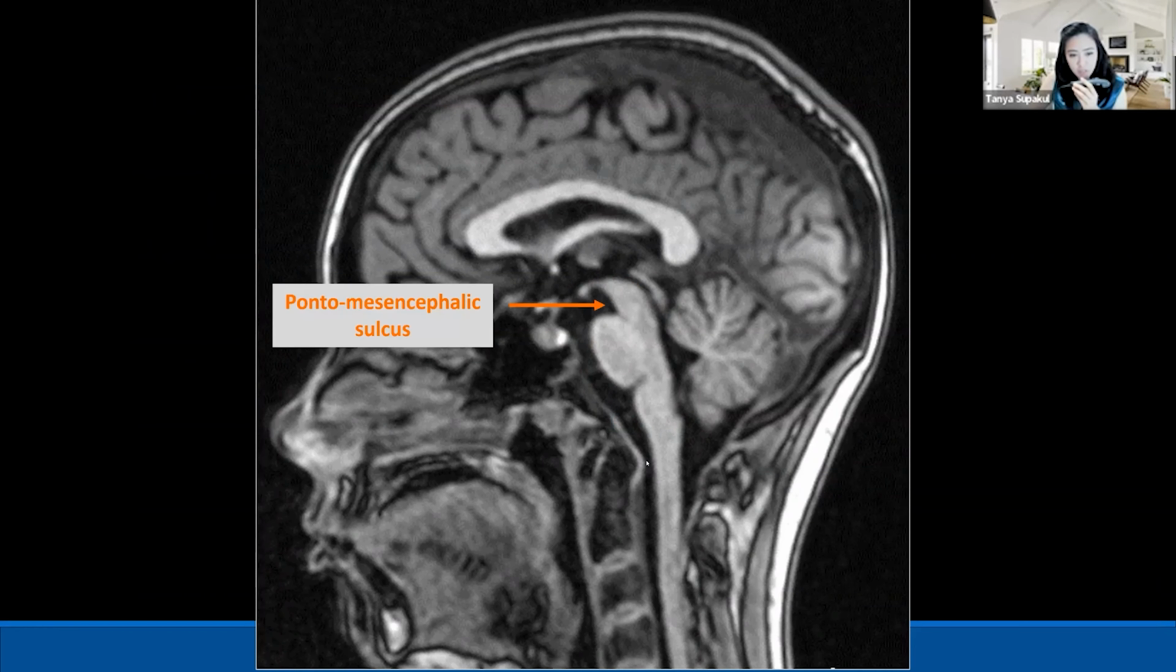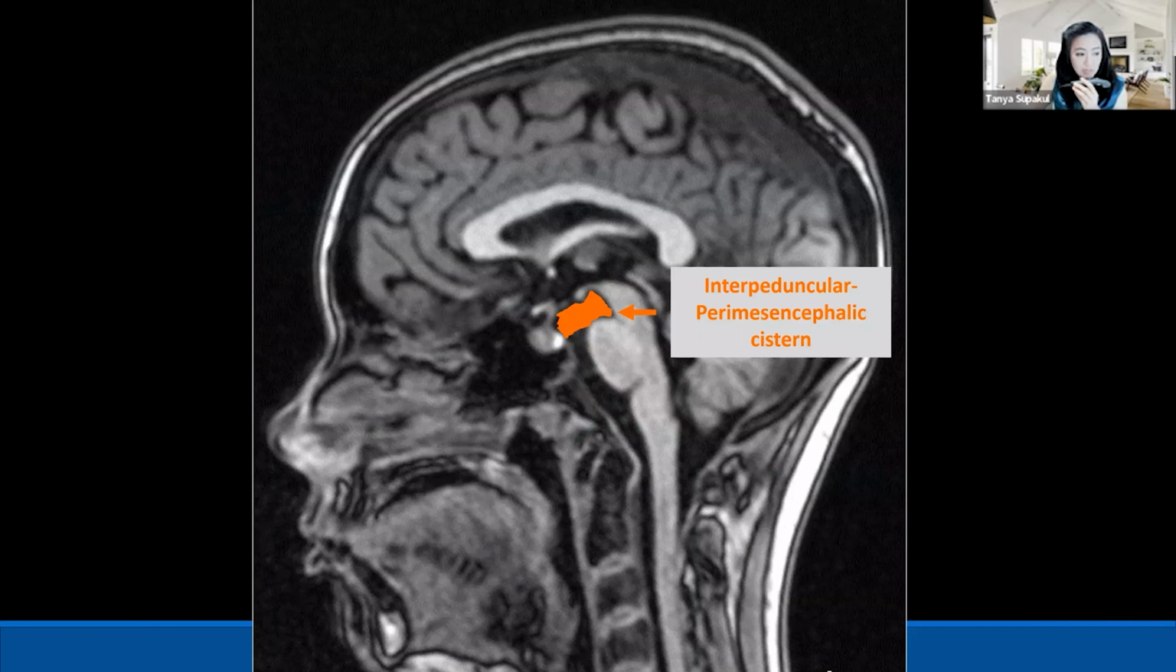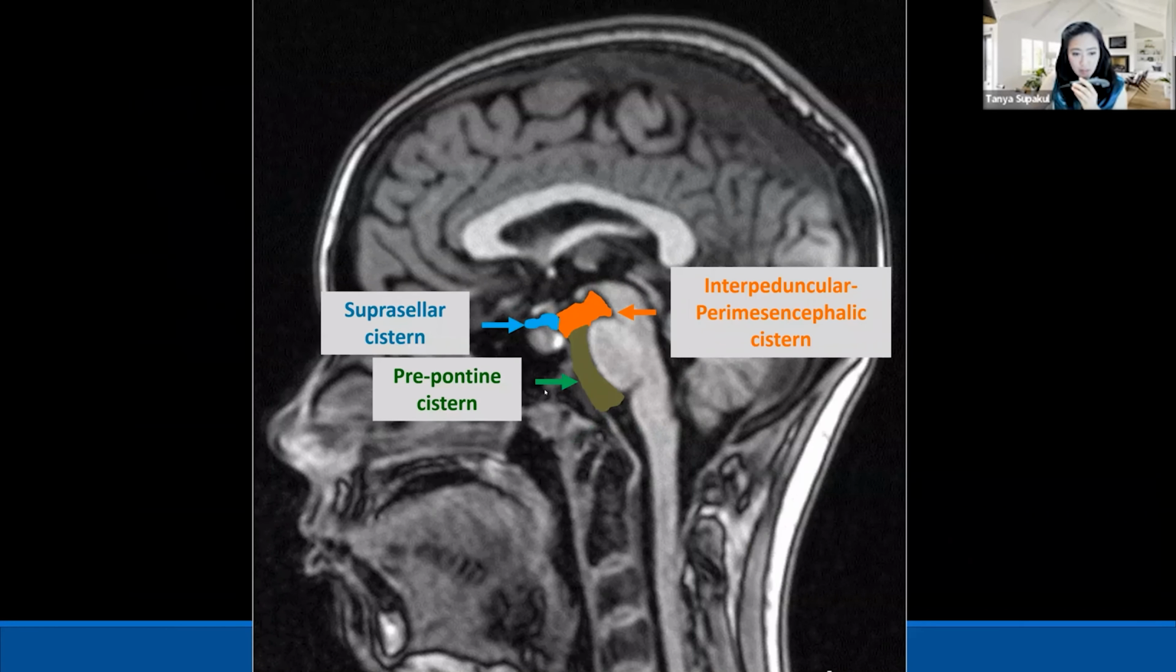Check on the sagittal T1 image. First is the pontomesencephalic sulcus and also the bulbopontine sulcus. And then you should see the CSF space there between the interpeduncular and perimesencephalic cisterns. You should see the CSF in the prepontine cistern and also the CSF in the suprasellar cistern.